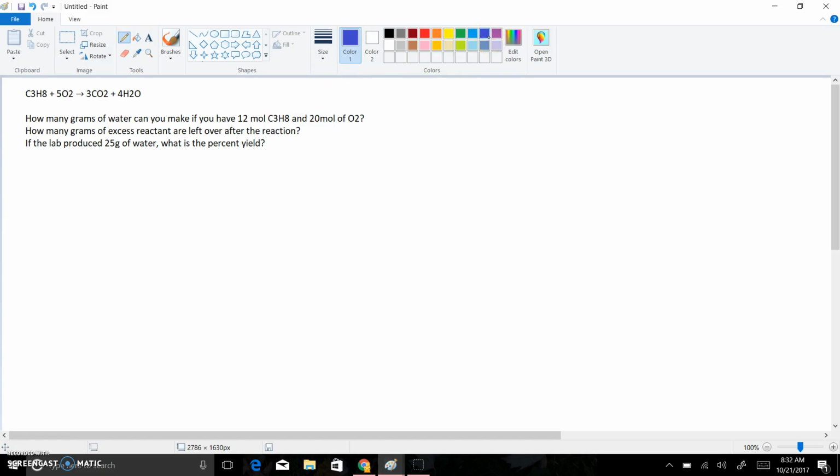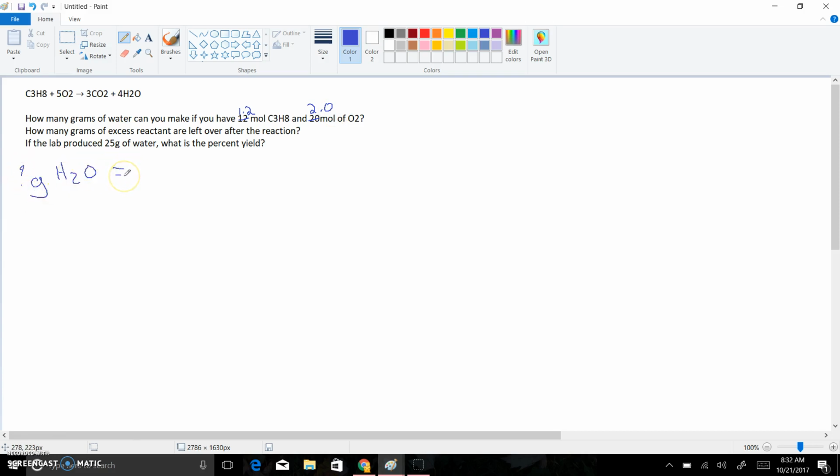Here's my balanced equation. I'm going to ask how many grams of water can you make if you have 12 moles of this and 20 moles of the other part? Okay, doable. Here we go. Actually, I meant to say 1.2. Can I switch this to 1.2? Otherwise, it's just too big of numbers. 2.0. Okay, this sounds better. So, how many grams of water? Question mark grams of H2O.